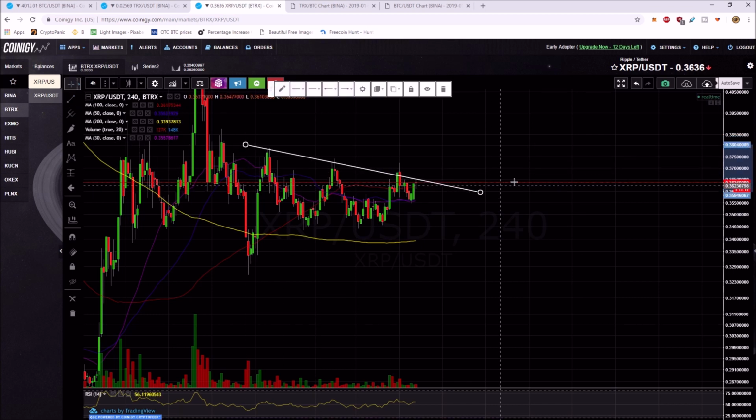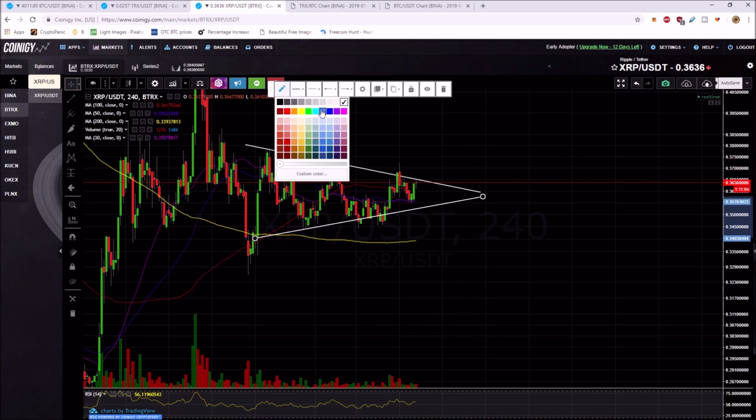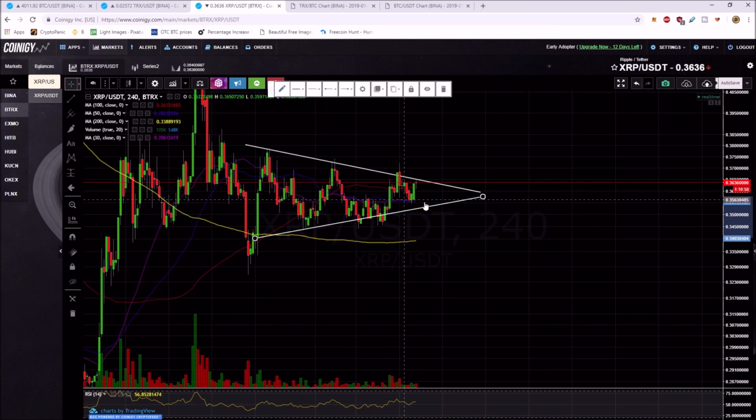I'll use this. This is where you draw your line segments. And then it's important to go up here and change the color to something more visible. I think it starts off as some hideous green, so it's hard to see. Go up here, change it to white, so it's something you can see.